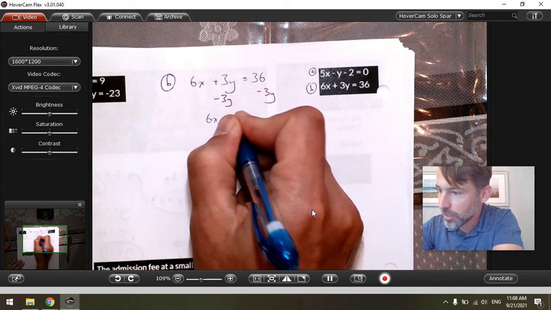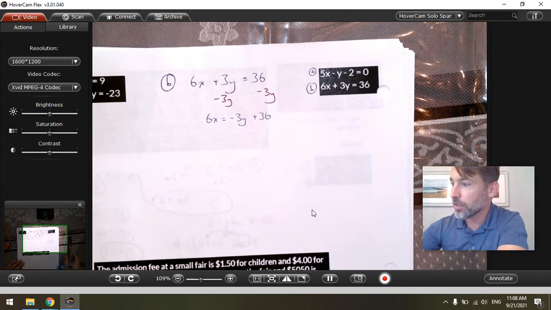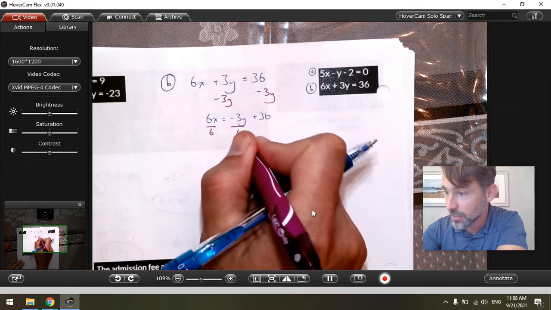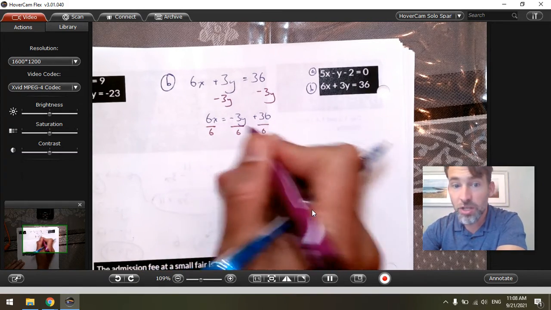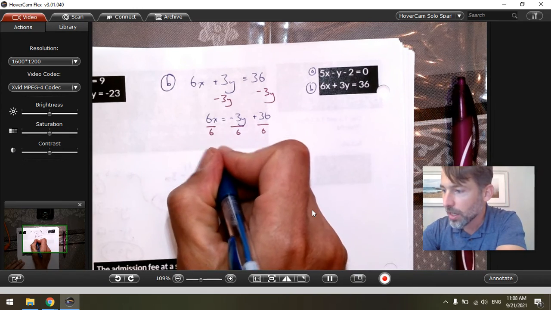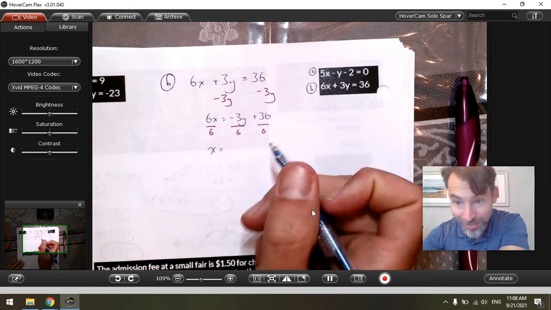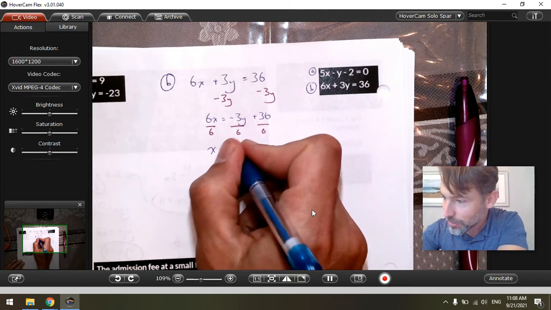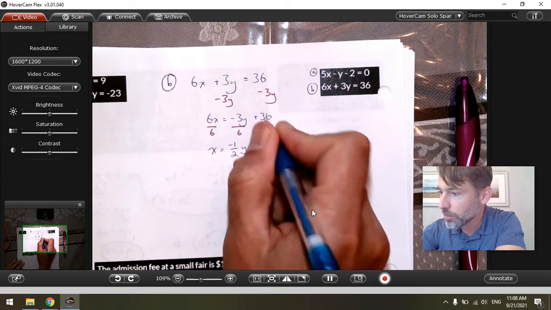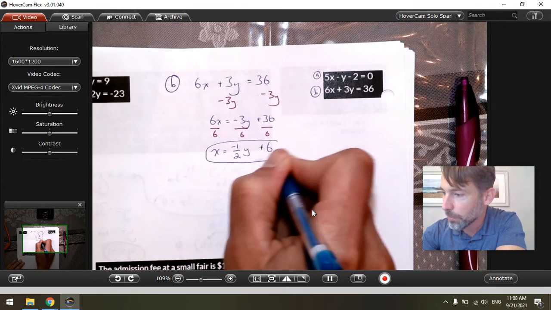6x equals negative 3y plus 36. All right, and don't freak out, people. We're going to get fractions at this stage. Divide by 6. Notice I have to divide the whole side of that equation by 6. Okay, so that gives me x is equal to negative 3 over 6. Negative 3 over 6 is negative 1 over 2. Okay? So that's negative 1/2 y plus 36 over 6 is 6. Okay, cool. Circle it. We're going to use that.